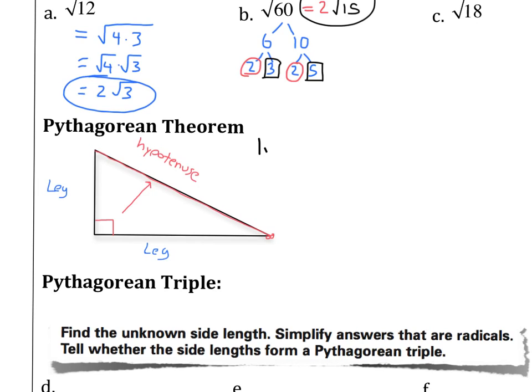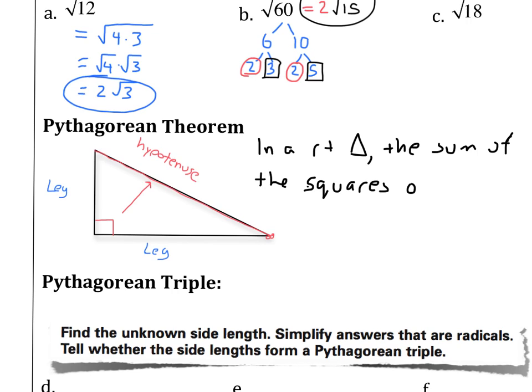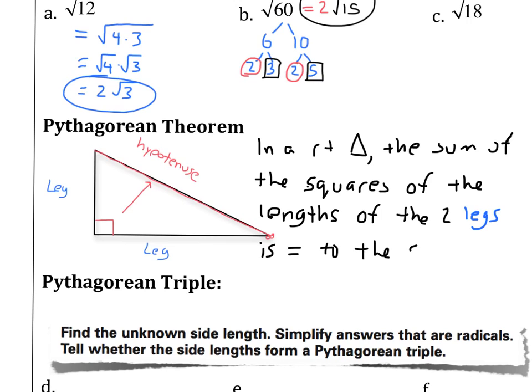Pythagorean theorem. In a right triangle, the sum of the measures, let's try that again. The sum of the squares of the lengths of the two legs is equal to the square of, you could say remaining side, or you could say the hypotenuse. It doesn't actually matter, of the length of the hypotenuse. Of the hypotenuse. And that one is red.